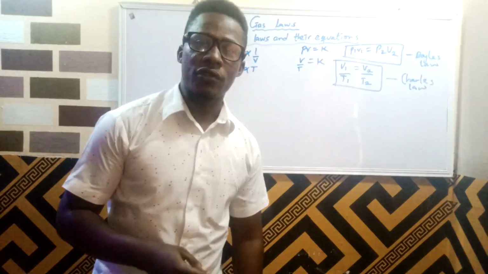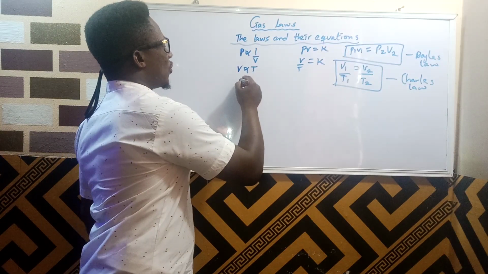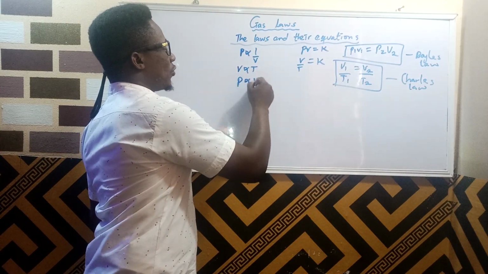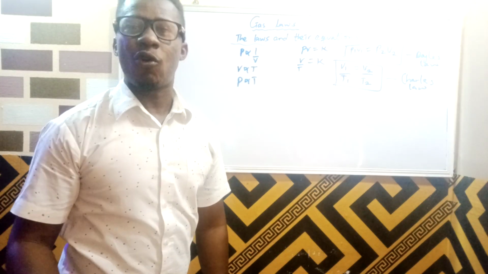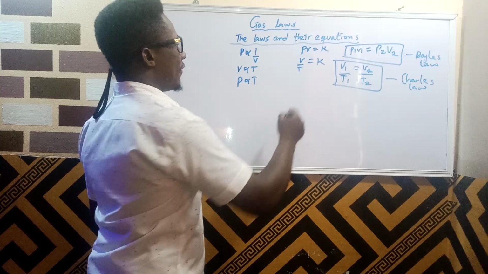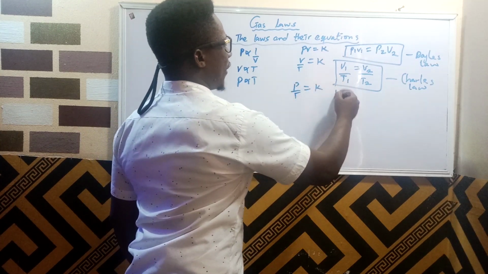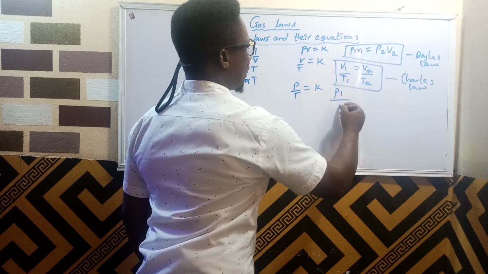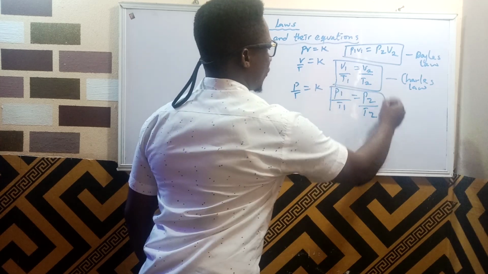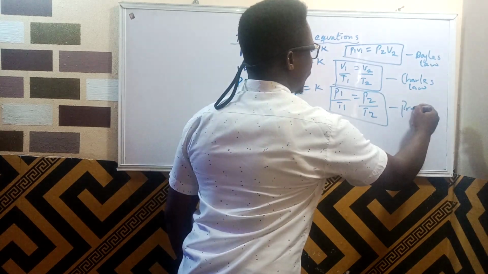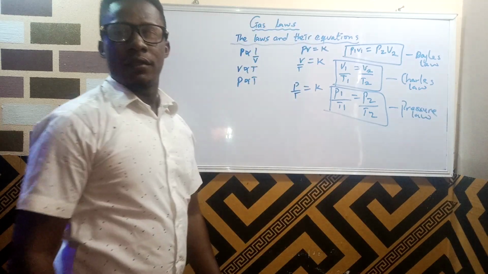Now, again, we have what is called the pressure law. The pressure law was postulated by Gay-Lussac as well, but we call it the pressure law. So you have P directly proportional to T. That means the pressure is directly proportional to the temperature at constant volume. So you have P over T is equal to K, and P1 over T1 is equal to P2 over T2. This is the pressure law.